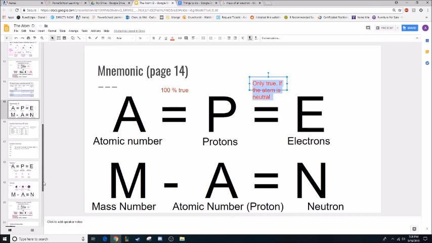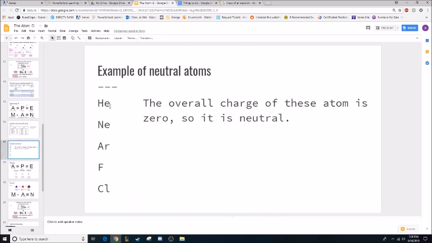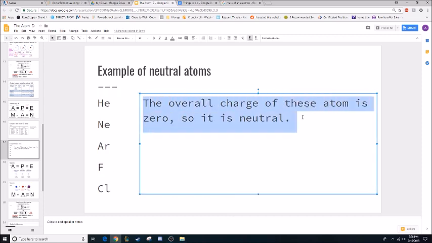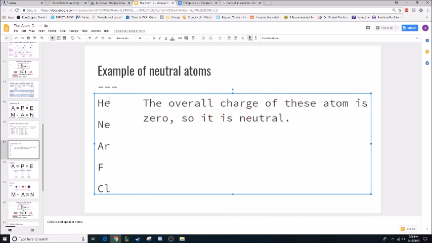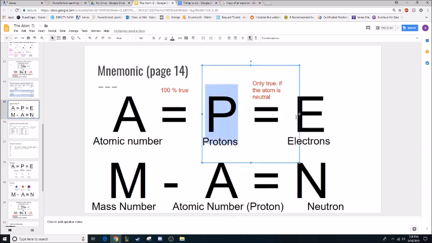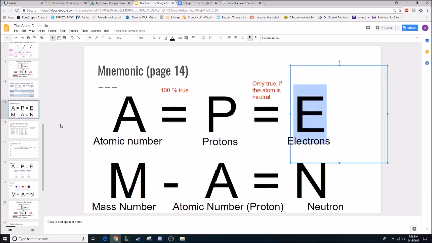And when the atom is neutral, for example, these are some examples right here. You can see helium, neon, argon, fluorine, and chlorine. So the overall charge of these atoms is 0, so it's neutral. There is no charge, no positive, no minus on top of these atoms. So if the atom is neutral, protons will equal electrons.